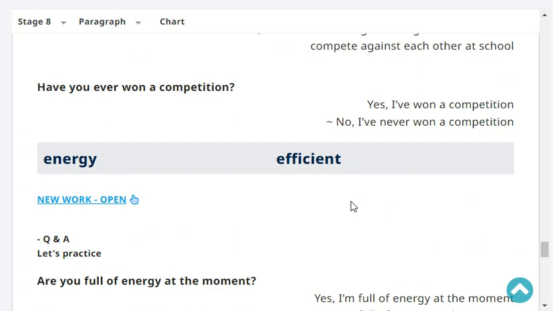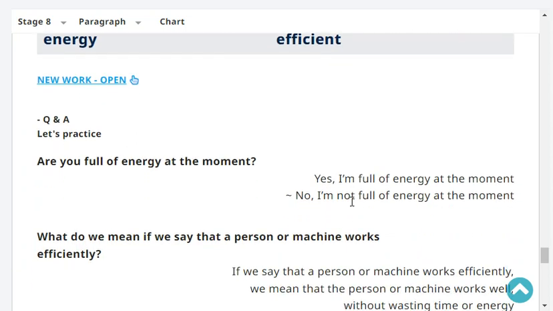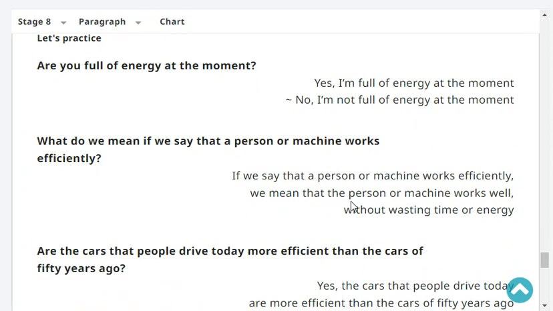Have you ever won a competition? Yes or no? Yes, I've won a competition. Very good. Are you full of energy at the moment? Yes or no? No, I'm not full of energy at the moment. Very good.